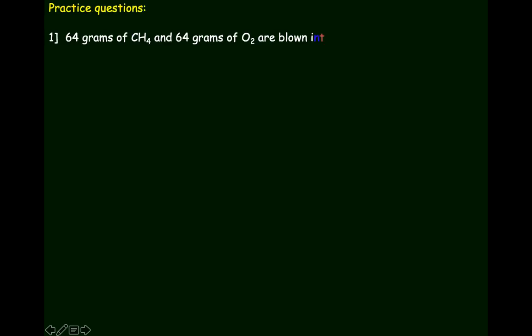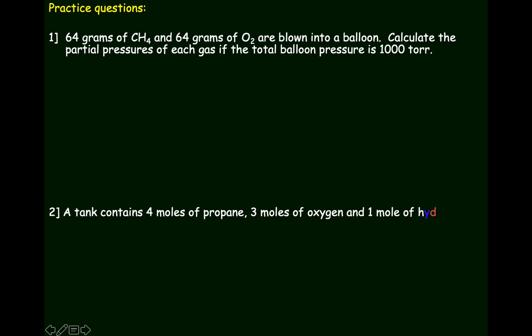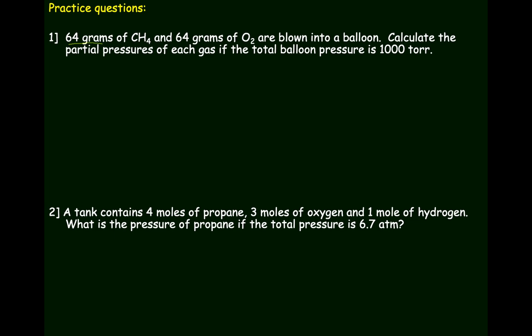All right. So we get to the next thing, and we can do a couple little practice problems here. I'll put the 2 practice problems up. These are the 2 in your packet. Take a look real quick. So we'll go to yellow. We have 64 grams of methane and 64 grams of oxygen blown into a balloon, and we want to calculate the partial pressures of each gas in the balloon. The total pressure is 100 torr. Now, again, they give you grams, and grams aren't going to give you any pressure. We've got to go to moles, right?